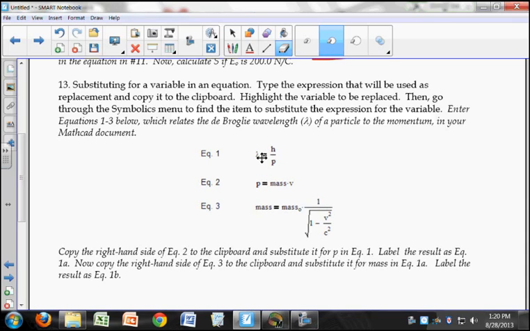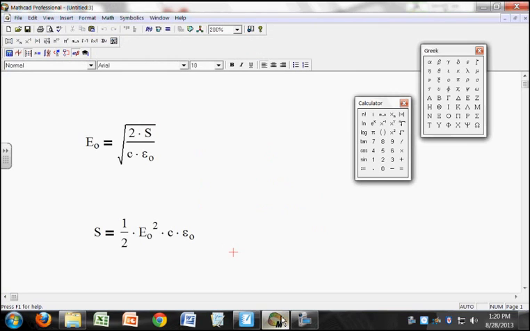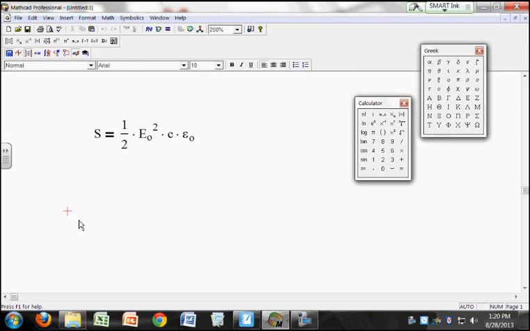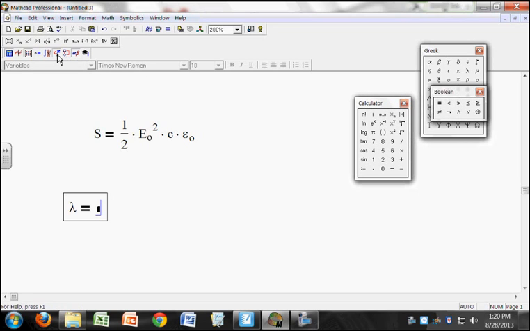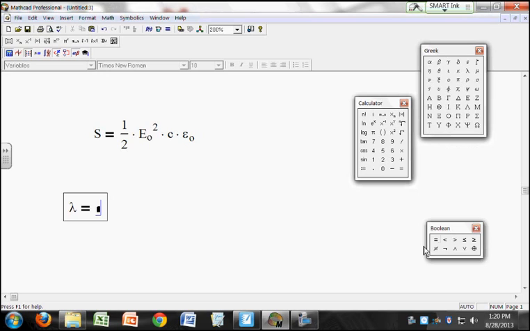Let's enter these equations right here. So we'll start with lambda equals h over p. If I don't want Mathcad to do any calculation, how do I enter the equal sign? Control equal, okay? Or another way you could pick that up is over here. This one right here is a symbolic equal sign. Not that one, that's evaluation. The Boolean toolbar, that's the thick equal sign right there.